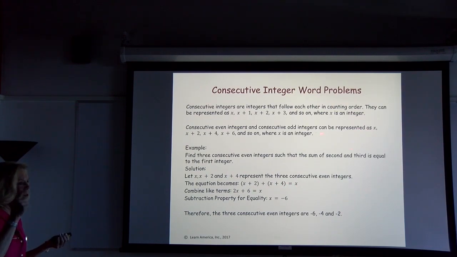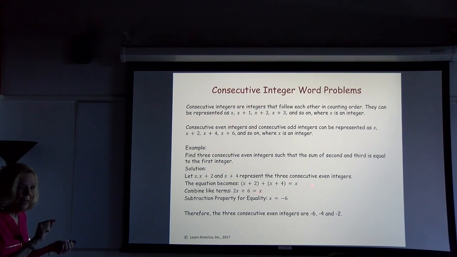Well, that doesn't make too much sense because usually they're getting larger and larger, but I notice in this case that when I solve I get -6. Be careful when you add on the 2. You get, in this case, -6 plus 2, which is -4. -6 plus 4 is -2. So these are your three integers, and those are all evens.